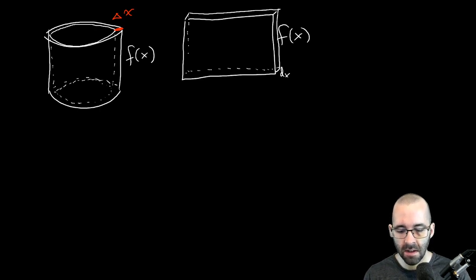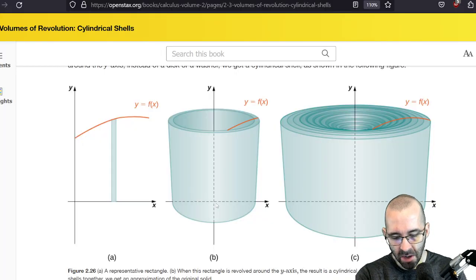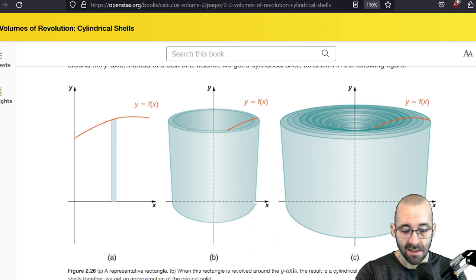Okay. So what's the diameter? Or 2 pi r might be easier as well. The 2 pi r or pi times d. What's the diameter or the radius of this shell? We know the height is the function value at x, but notice that the radius is just x, right?